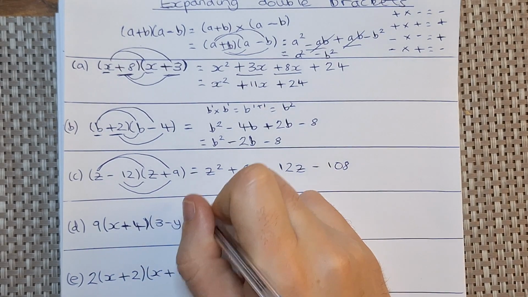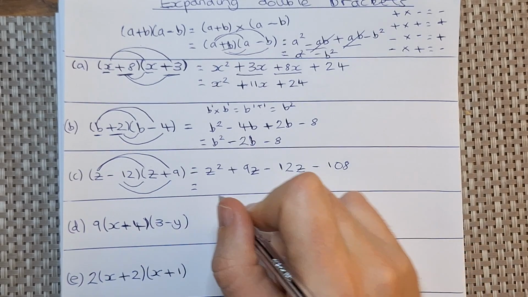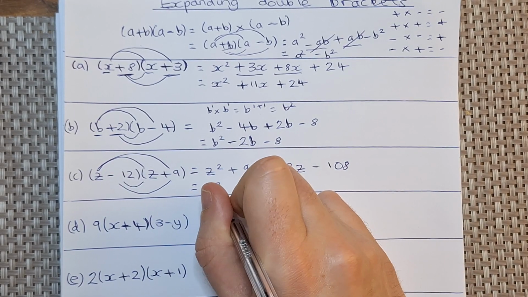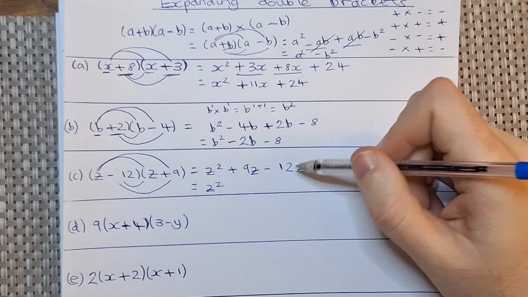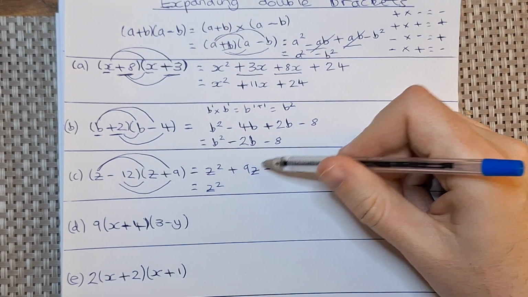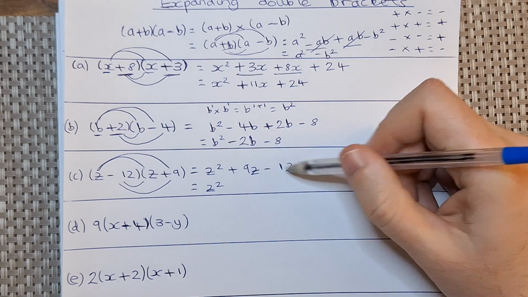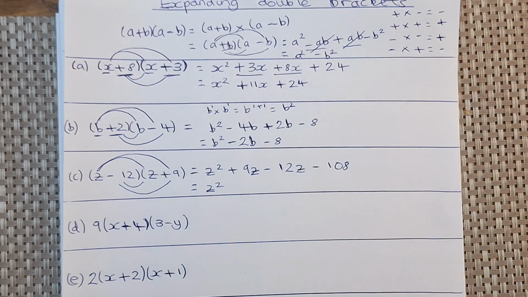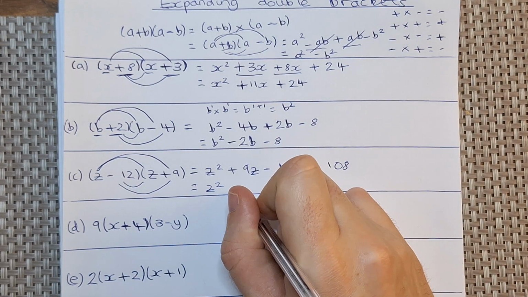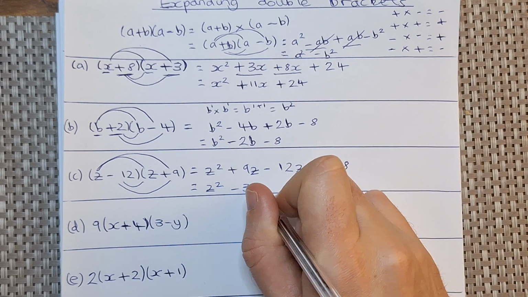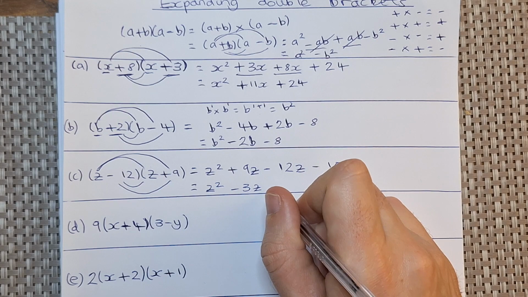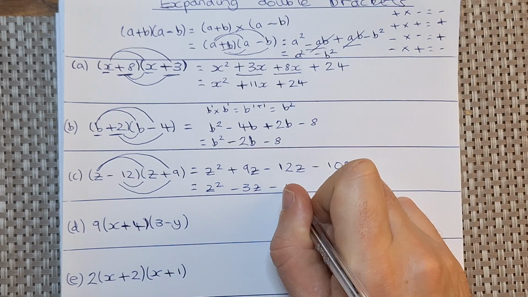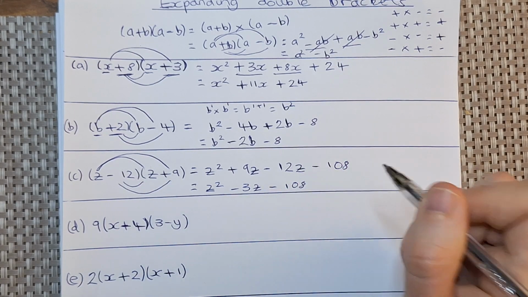We're now going to simplify it. So we have z squared, and we've now got 9z take away 12z. So 9 take away 12 is minus 3. 9z take away 12z is minus 3z. And then we have minus 108.